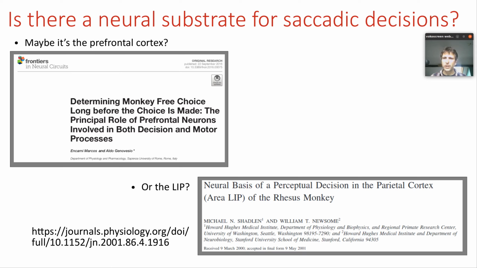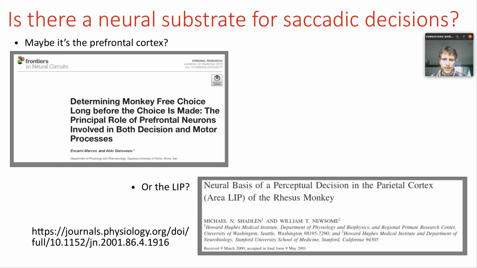Maybe it's the prefrontal cortex. If you find this Frontiers in Neural Circuits paper, "Determining monkey free choice long before the choice is made: the principal role of prefrontal neurons involved in both decision and motor processes." So what they do here is essentially look at the activity of neurons and use that activity to predict which way the monkey is going to move their eyes.